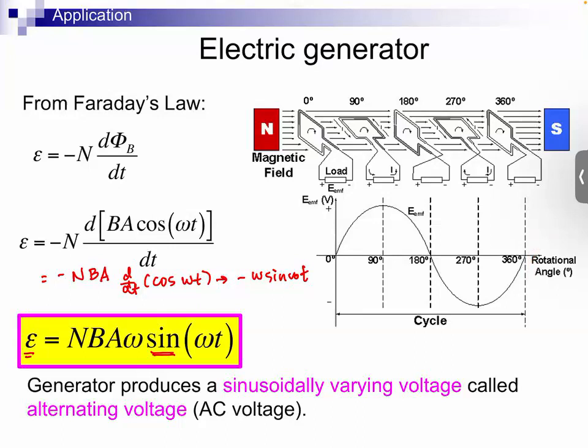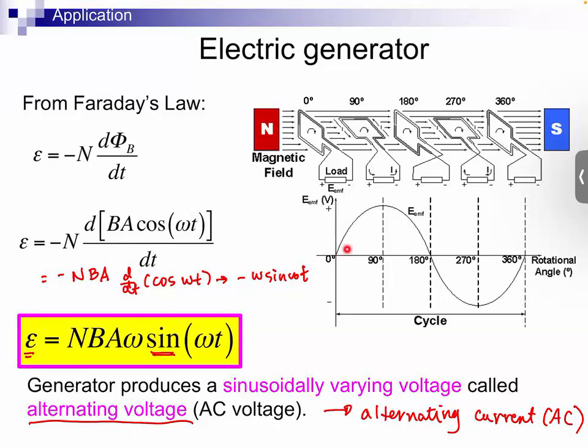So we call this sinusoidally varying voltage that's generated in the coil alternating voltage or AC voltage. And of course, if you have a resistor in your loop, then you will induce an alternating current, or this is what we call AC. Sometimes it's called AC current, but AC stands for alternating current.